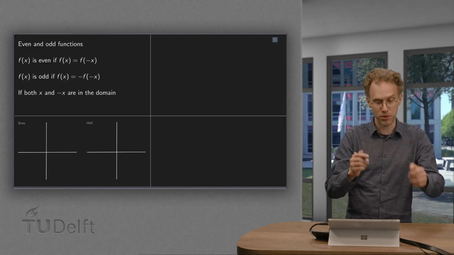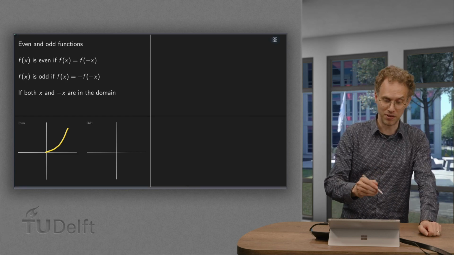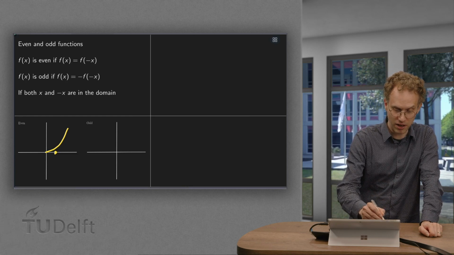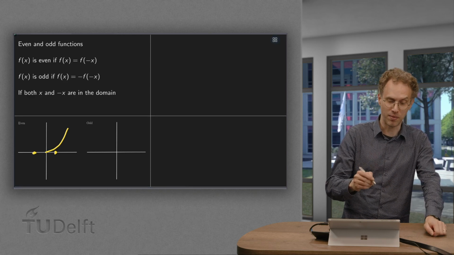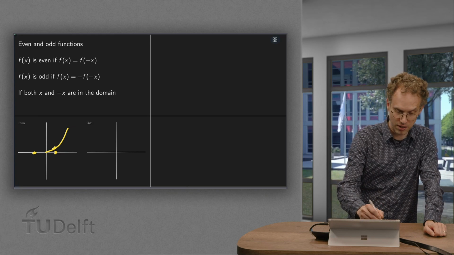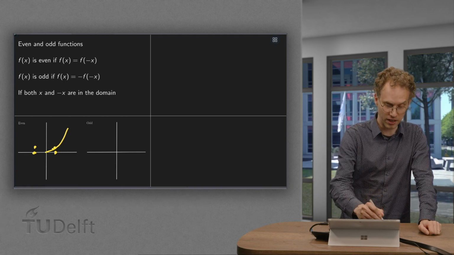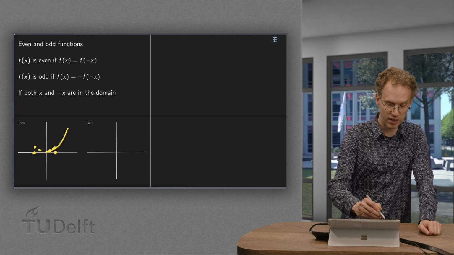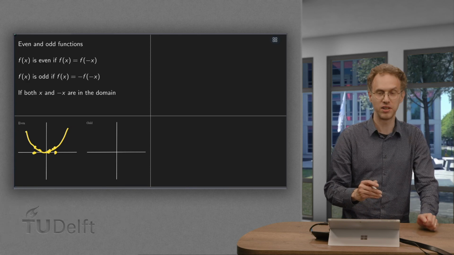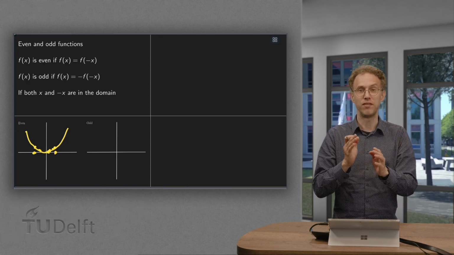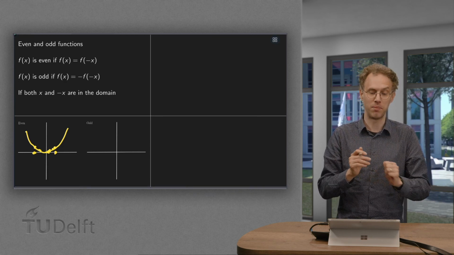Suppose we have for positive x a function which looks like this. So what happens if you are even? If x and minus x are in the domain, here we have x and here we have minus x, then f of x and f of minus x have to be the same, so these values over here. And this has to be true for all x's, so take another one, get here. So you already see how the figure has to look. It looks something like this. So a function is even if it's mirror symmetric in the y-axis. So it looks like a parabola basically.